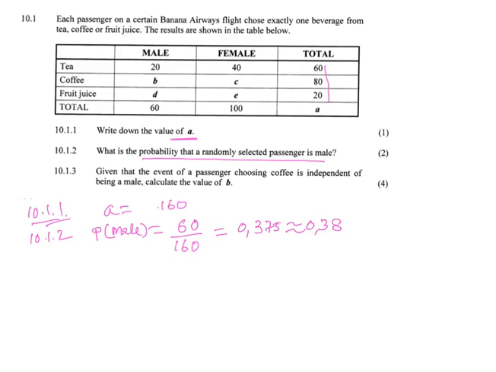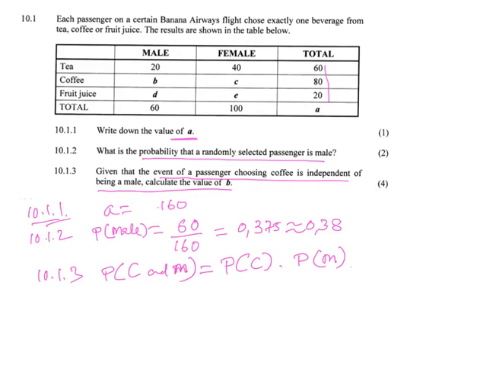Next question, 10.1.3. What is the question here? Given that the event of a passenger choosing a coffee is independent of being a male, calculate the value of B. It is given that the event of choosing a coffee, C for coffee, and male are independent. That means I can write the probability of coffee times the probability of male. The probability of coffee is 80 out of 160, and the probability of male is 60 over 160.